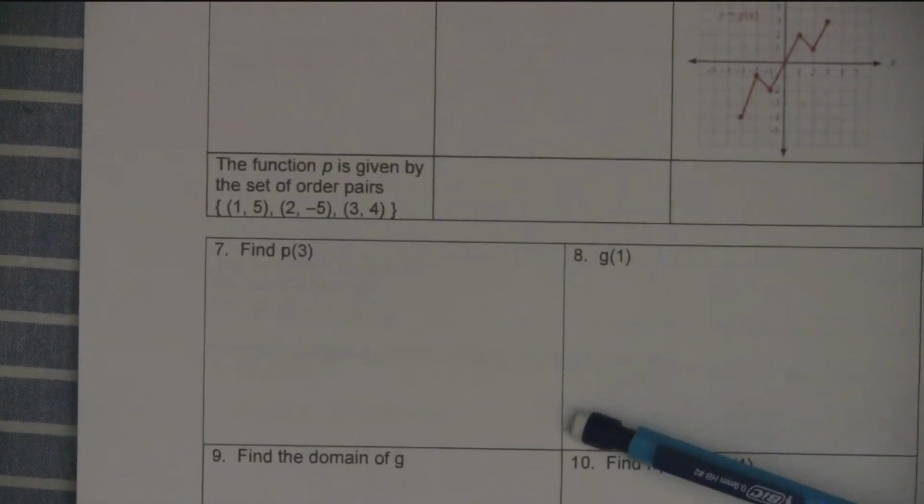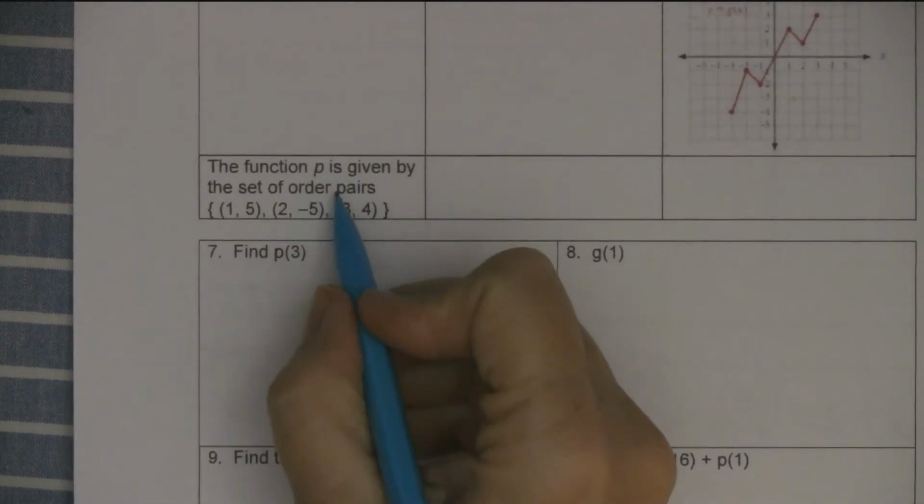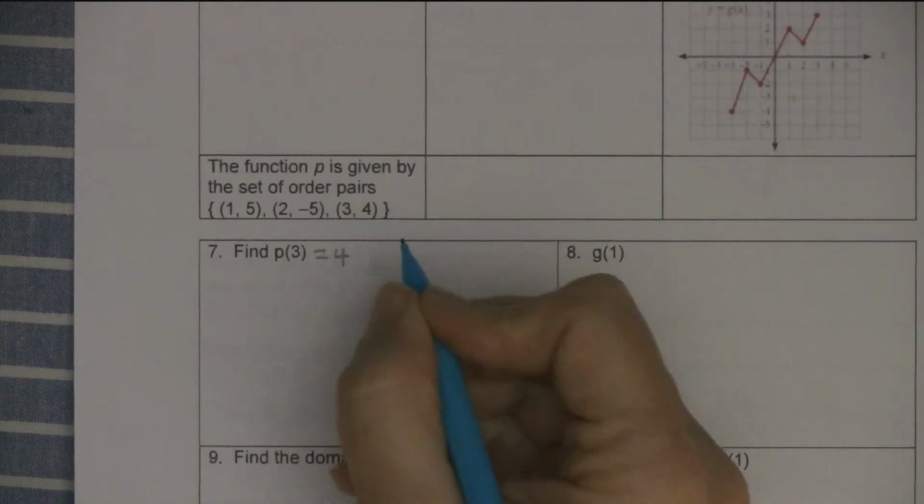They give us those same functions. So there they are, and they ask us to find p at 3. P is the ordered pair, and the input is 3. The output is 4. So this is just simply 4.